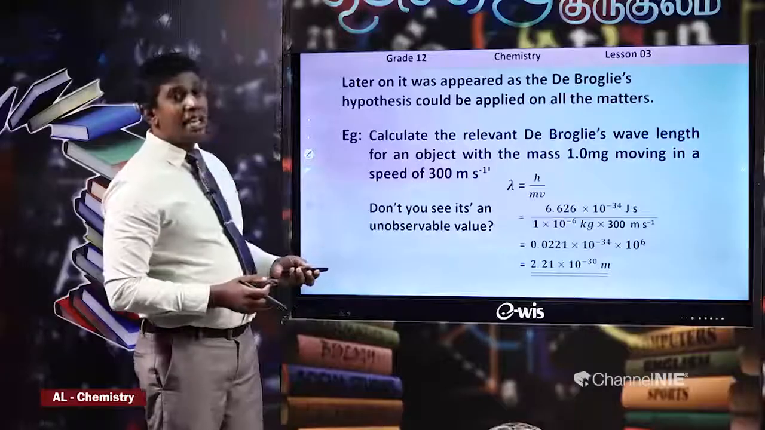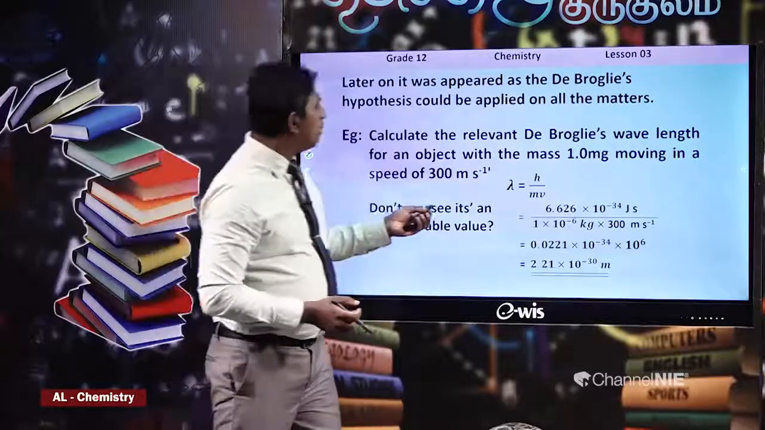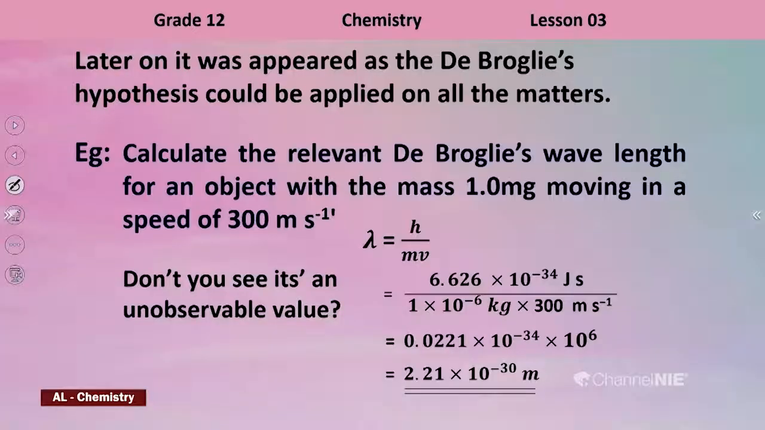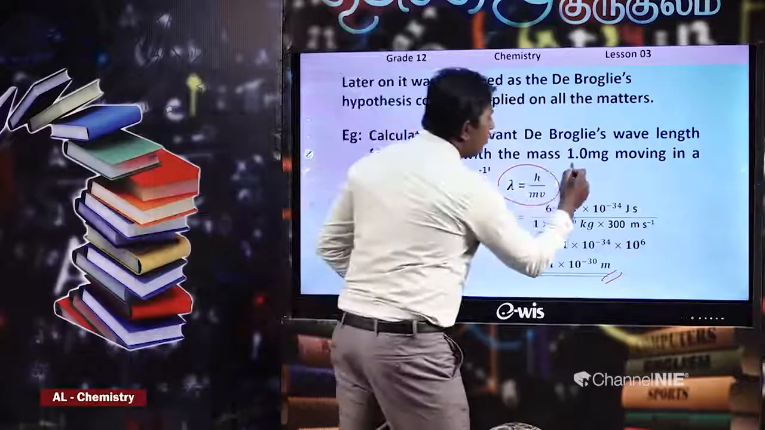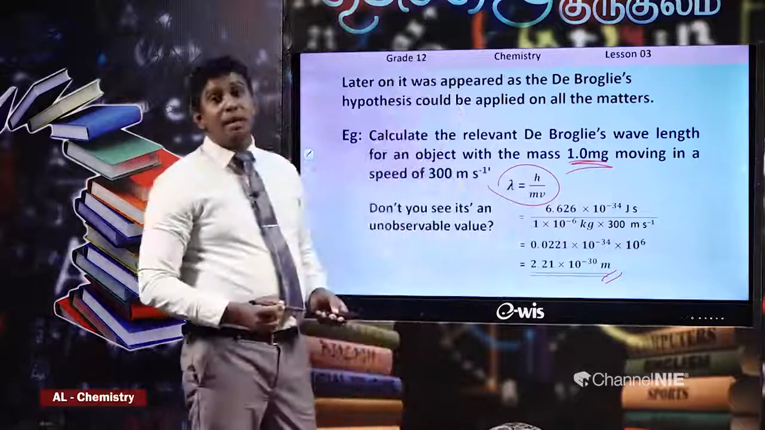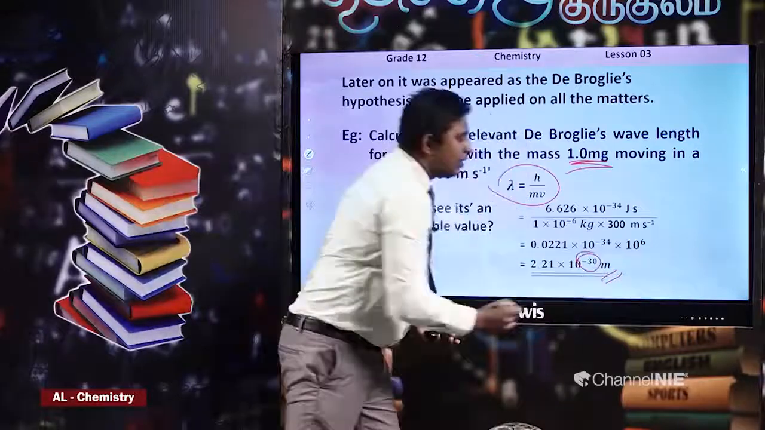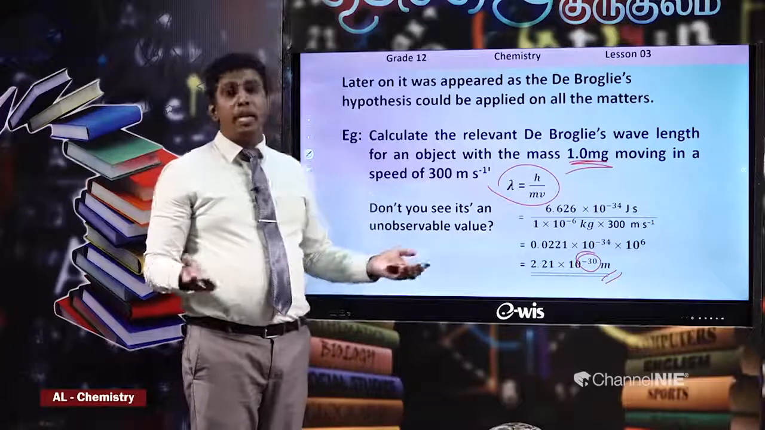Then students, an example could be shown like this. When you talk about an object with a mass of 1 milligram, you could find out its wavelength by substituting those values into the equation. So you would finally end up with this. So think about an object with this mass, 1 milligram. It's a small mass, but it also has this very, very small value standing for its wavelength.